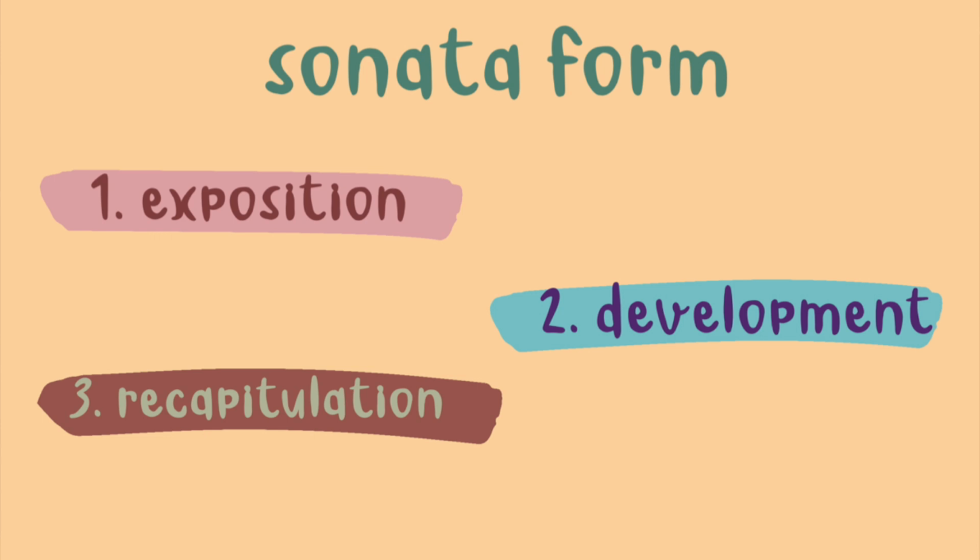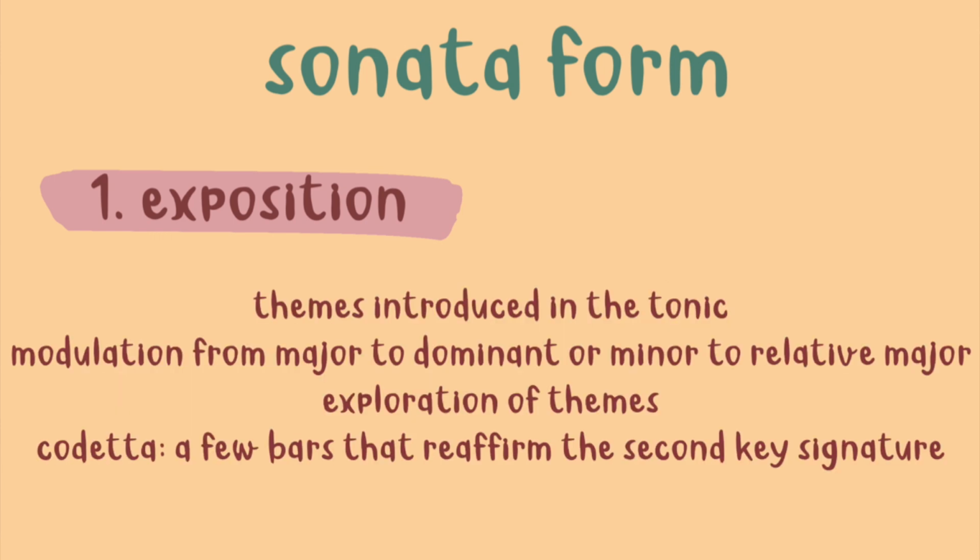Now, these structures have three sections, starting with an exposition. In the exposition, we get musical layers and themes that are introduced and played in the tonic key, so the home key. Then it modulates either from major to dominant, or if that tonic key is a minor, then it moves from minor to the relative major key. The themes and ideas are then explored in different keys before ending with something called a codetta.